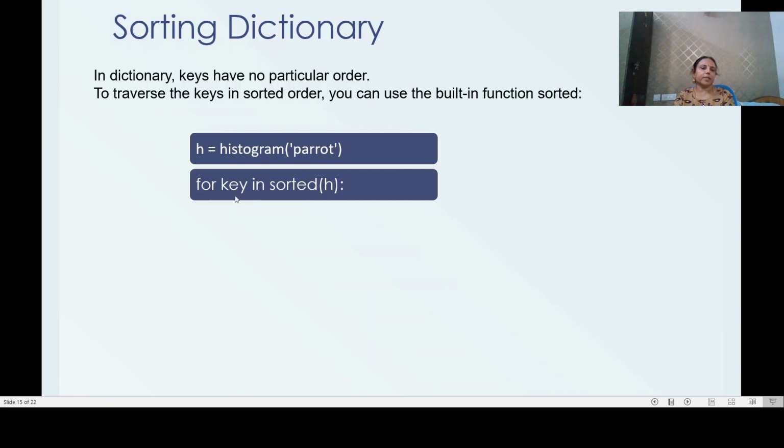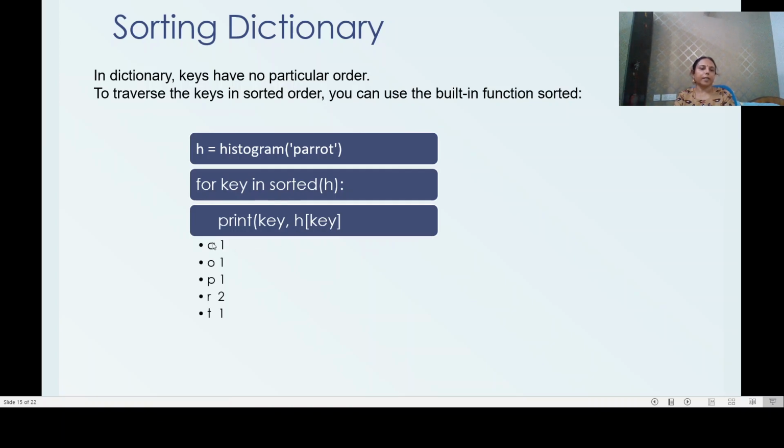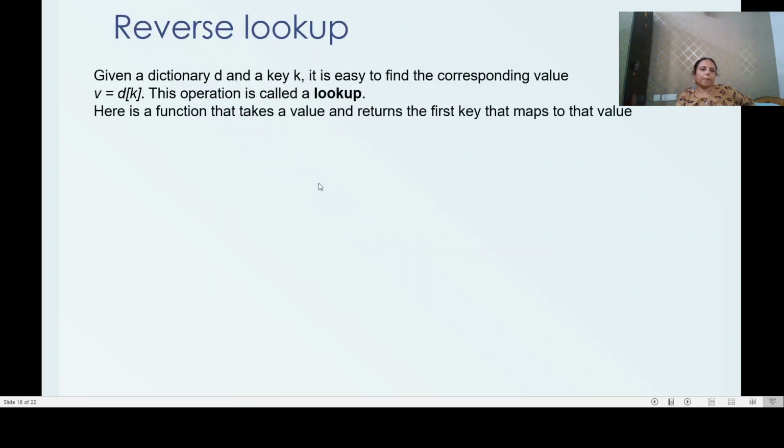What I am doing is, for key in H, instead of saying H, I am just making it sorted of H. Okay. And then I am printing this key and H of key. So I will get the items in the sorted order. The only thing you need to do is use the sorted function here. That's it.